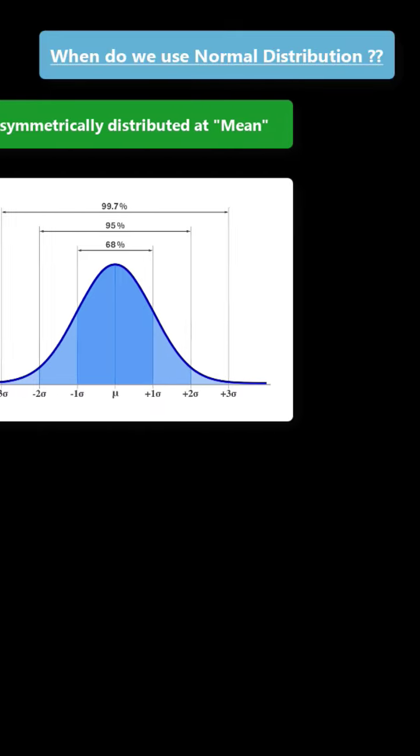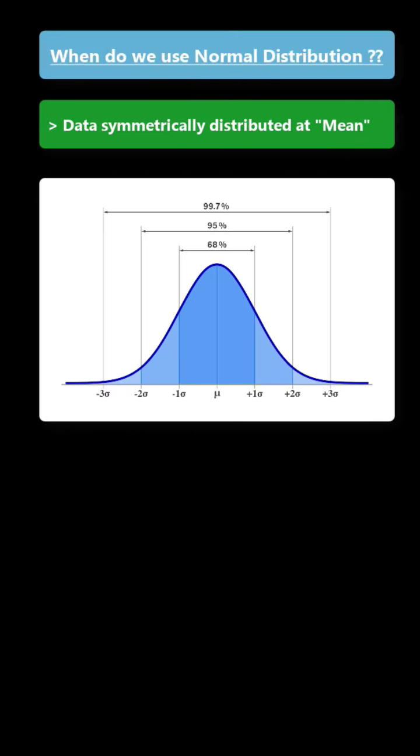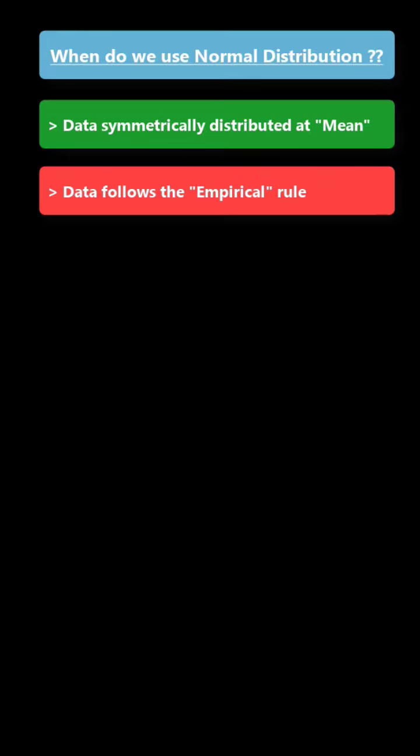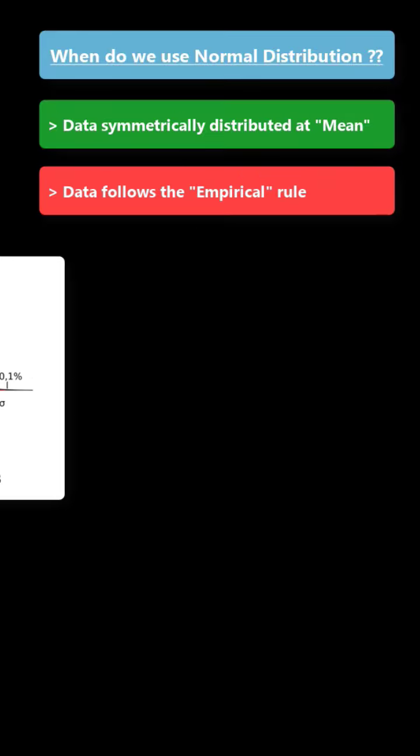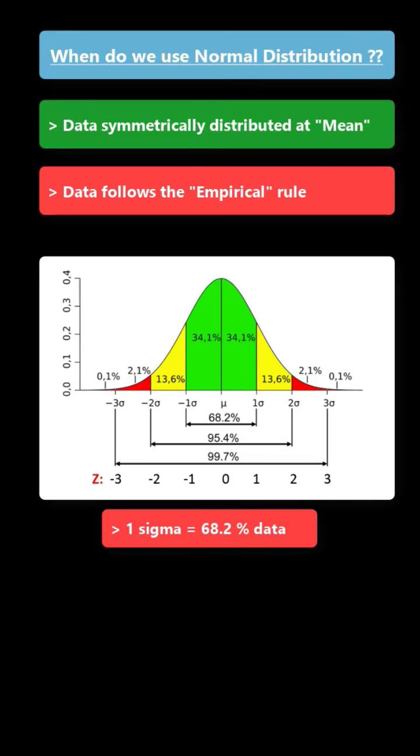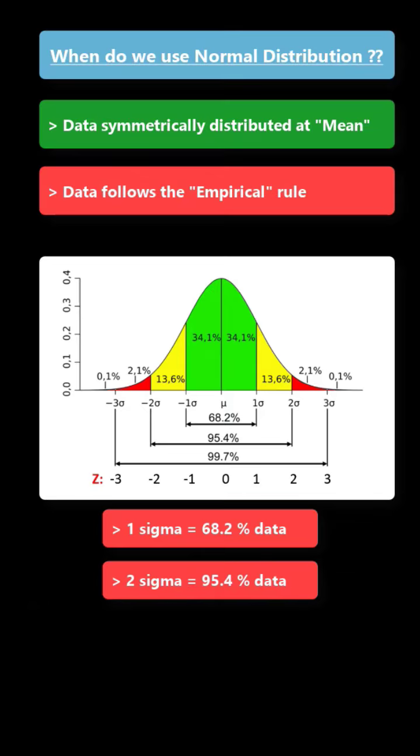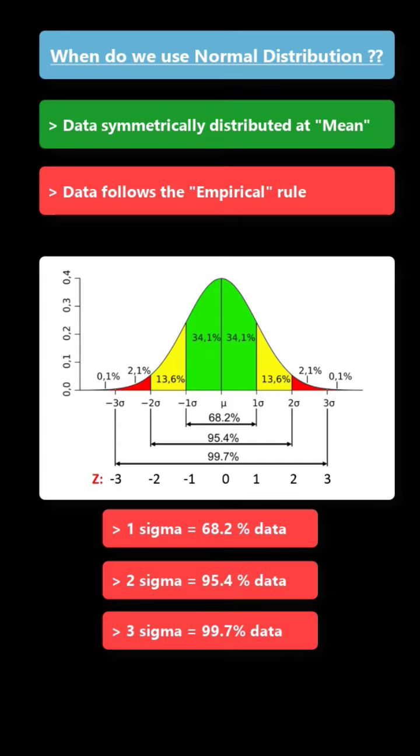Now when do we use this normal distribution? Firstly, when we are dealing with data that is symmetrically distributed across the mean. Then when the data follows the empirical rule, where approximately 68.2% of the data falls within the first standard deviation, that is one standard deviation, 95.4% of the data falls within two standard deviations and 99.7% of the data falls within three standard deviations.